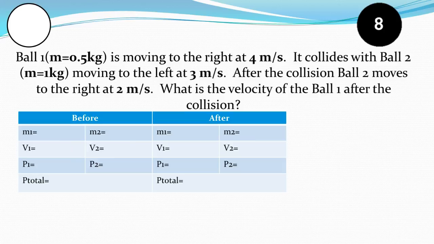On your own, try this problem. Ball 1 with a mass of 0.5 kilograms is moving to the right at 4 meters per second. It collides with ball 2, 1 kilogram, moving to the left at 3 meters per second. One ball is moving to the right, one ball is moving to the left. Think about how that affects the sign of your velocity. After the collision, ball 2 moves to the right at 2 meters per second. What is the velocity of ball 1 after the collision? Keep in mind, right for velocity and displacement is positive. Left is negative.